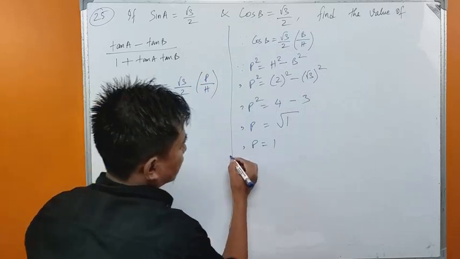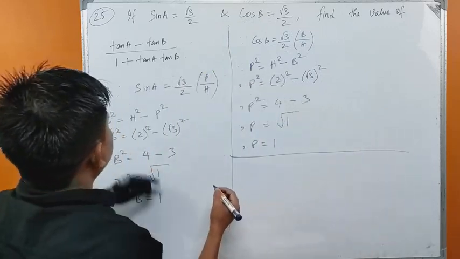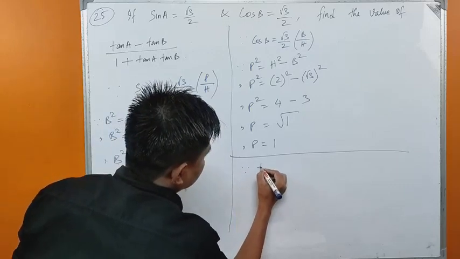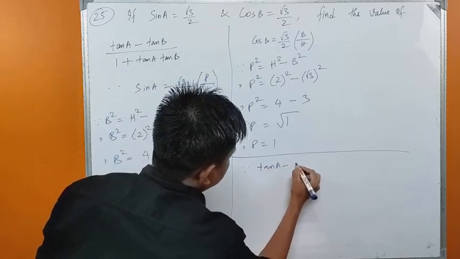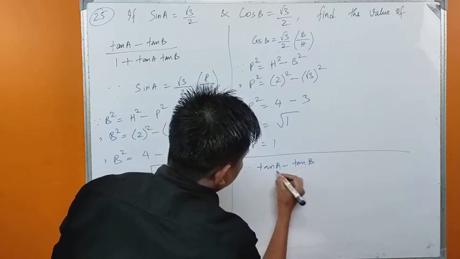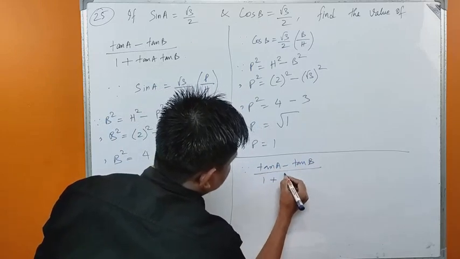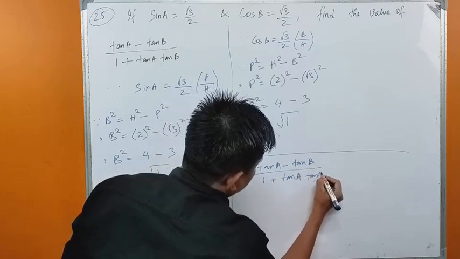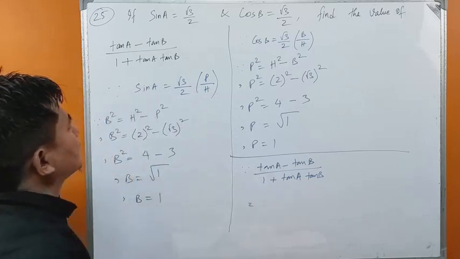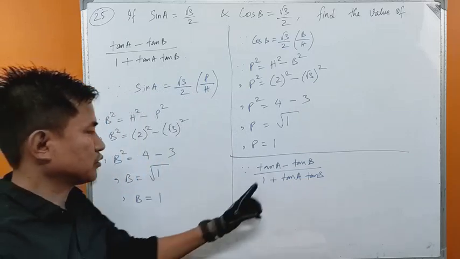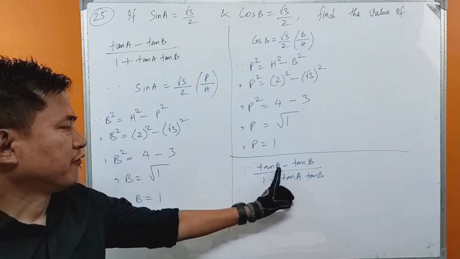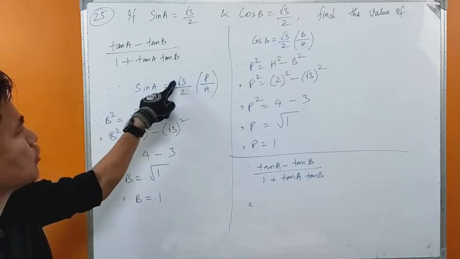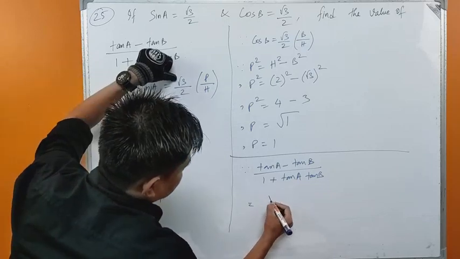Okay, now let us find the value of the given expression, tan a minus tan b upon 1 plus tan a tan b. Since tan a minus tan b upon 1 plus tan a tan b. So what is tan a? Tan theta means perpendicular upon base for angle a. Okay, for angle a, perpendicular upon base. So for angle a, perpendicular is root 3.